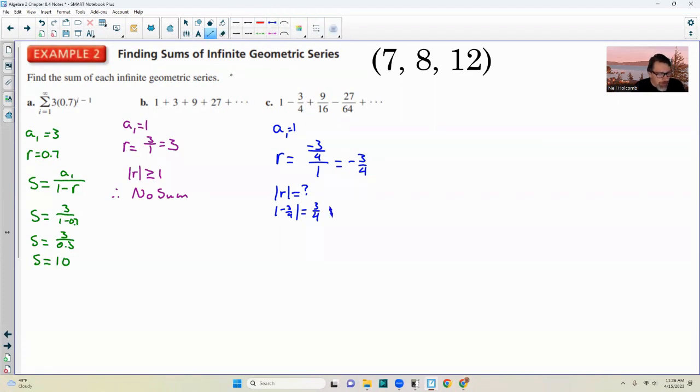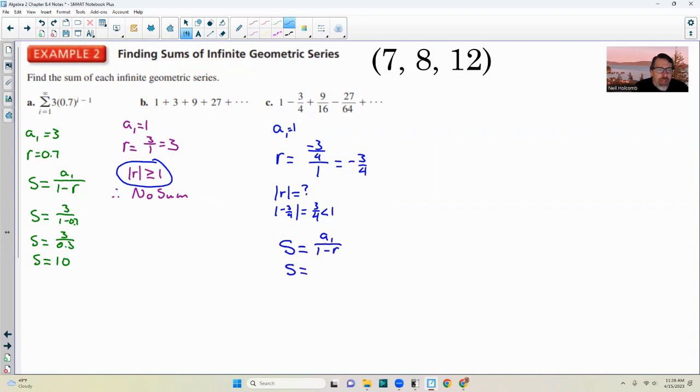What did I just hit? Control Z. It is less than 1. So there will be a sum on this one. We didn't get this greater than or equal to 1. So 3/4 is less than 1. So we can continue now and say s equals a sub 1 divided by 1 minus that r.